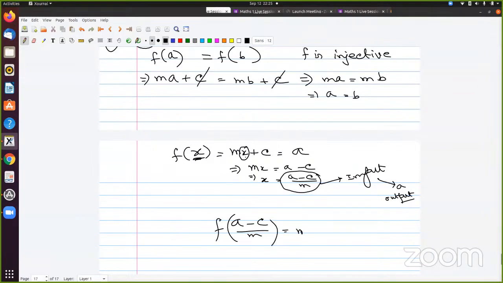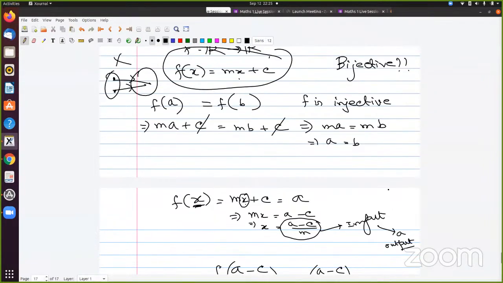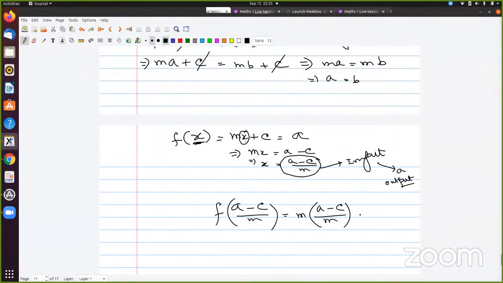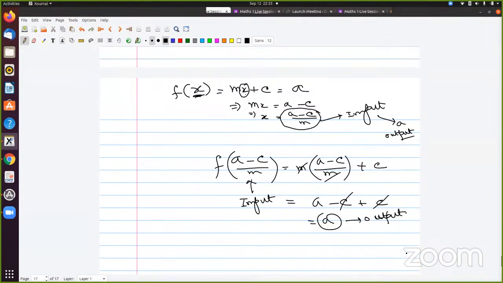Here I have assumed m and c are both not 0. See, I am giving this as my input. See what is my output. m will cancel out. a minus c, c cancels out. This is a. I will get a as my output. Correct? So I can get any real number, since a can be anything. I can give this as my input, and I will get a as my output. So I can get any real number as my output, right?